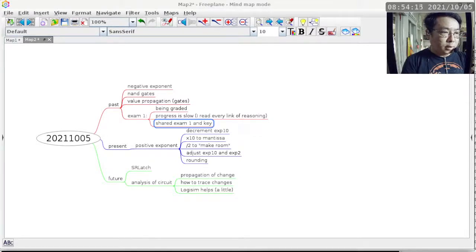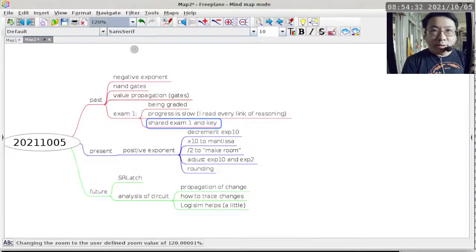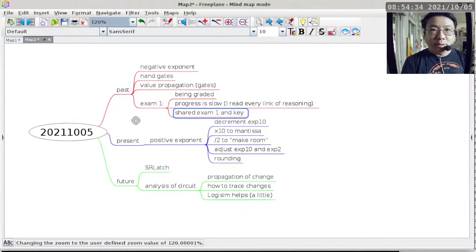All right. Good morning to all of you who made it here early by at least 5 minutes. So good job there. You can see my mind map, which I find to be a quite useful way to plan the class for the day.